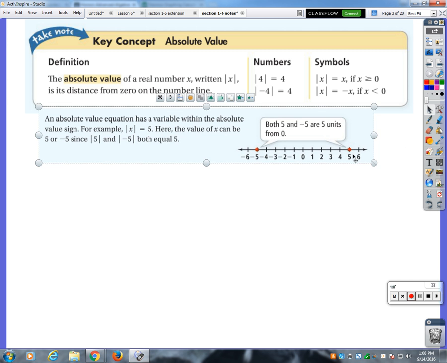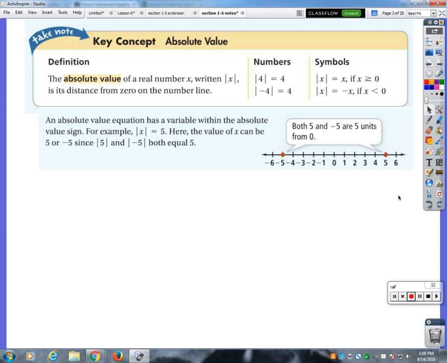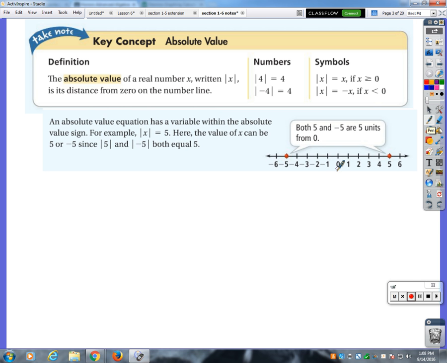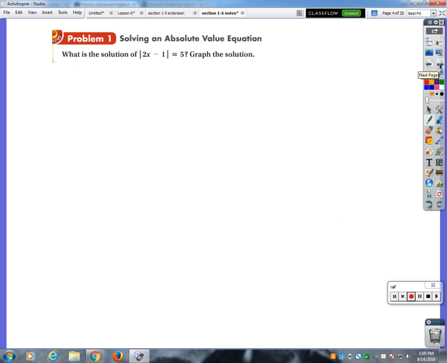If you wanted to graph something like this on a number line, this is why the absolute value of negative 5 and 5 are both 5: we're talking about it in terms of distance, and both of these numbers are 5 units from 0. So the absolute value of those is 5.